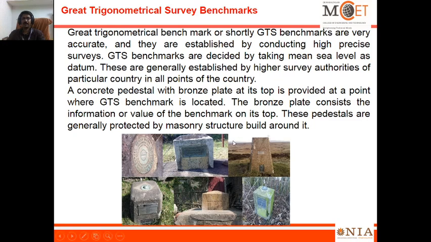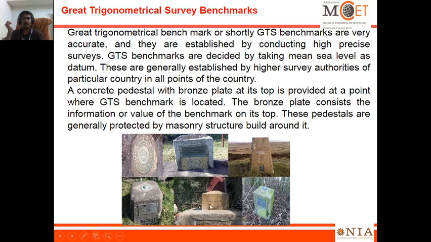Here are some sample images followed by different countries. Everybody follows a different way of constructing that benchmark point, right? A concrete pedestal with a bronze plate at its top is provided at a point where a GTS benchmark is located. The bronze plate carries the information or value of the benchmark on its top. These pedestals are generally protected by a masonry structure built around them.